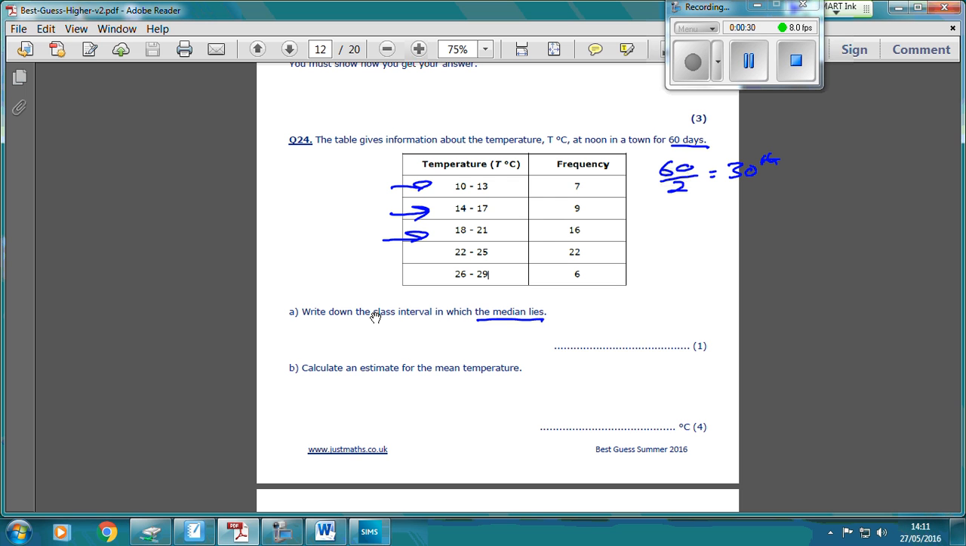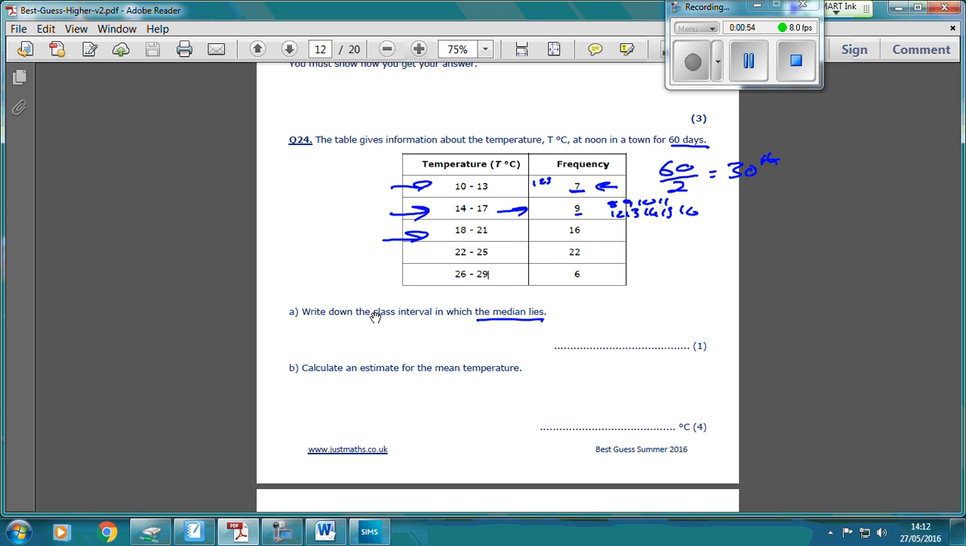So I want to know where the 30th piece of data lies. Now here, we know that the first 7 pieces of data lie here. So that's going to be piece of data 1, 2, 3, all the way up to 7. Then the next 9 are going to lie in this one. So that's going to be the 8th, the 9th, the 10th, 11th, 12th, 13th, 14th, 15th, and the 16th. If we add these two up, that makes 16. So the first 16 pieces of data lie here.